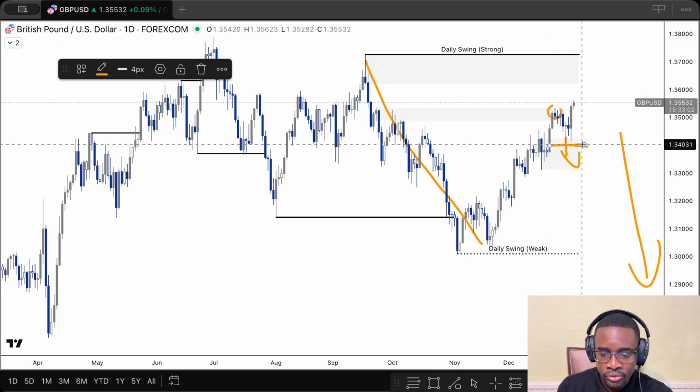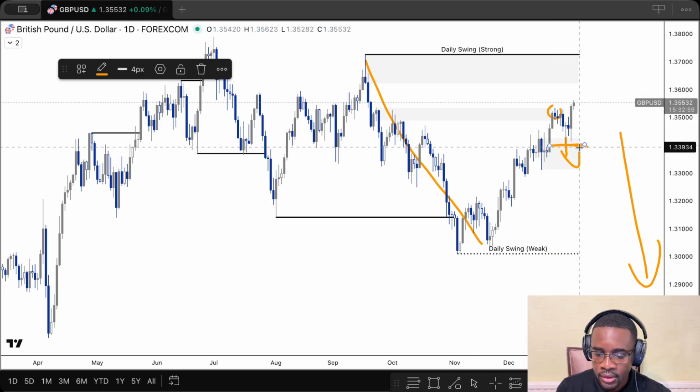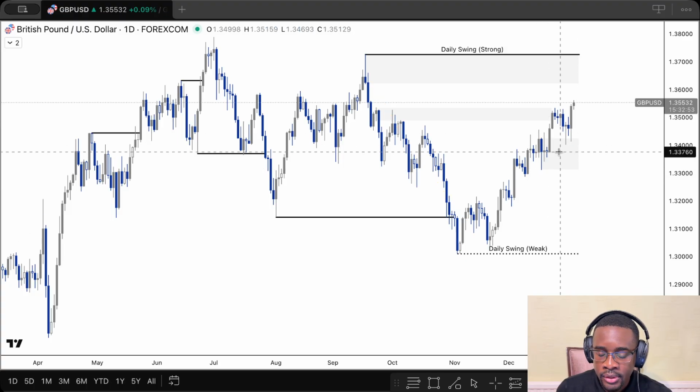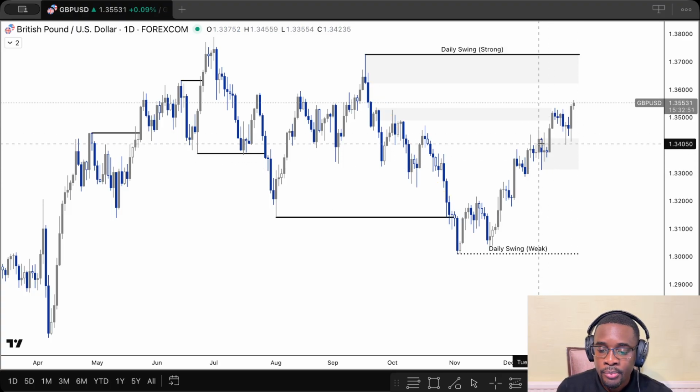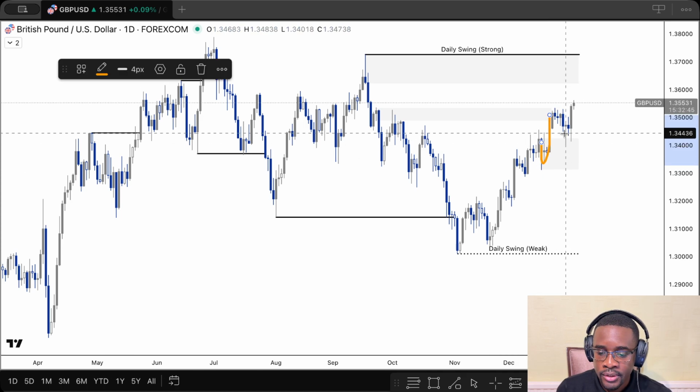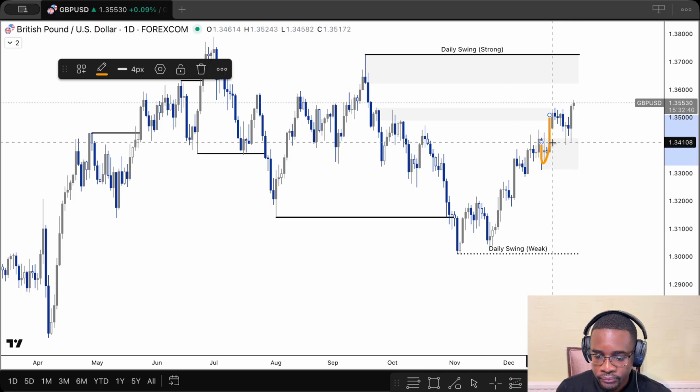However, it did not reach the demand zone I'd marked, but we know that this is a sell to buy range. So it did mitigate the sell to buy and then reacted from it.